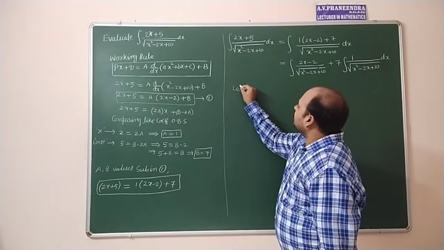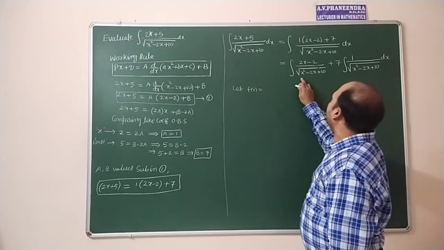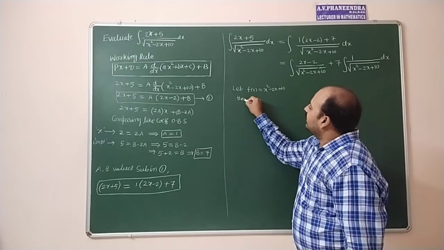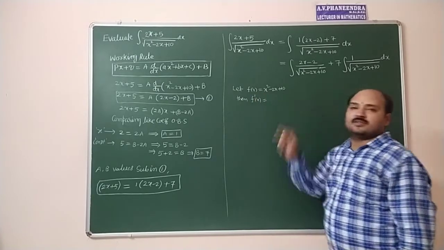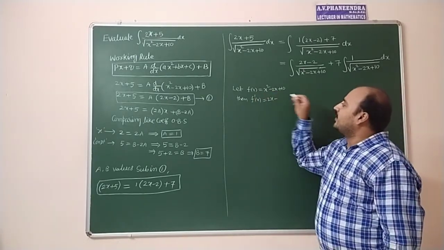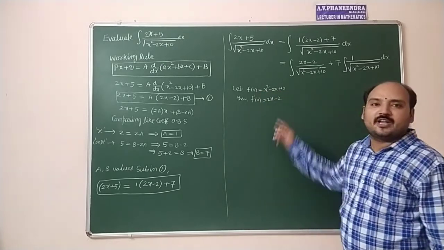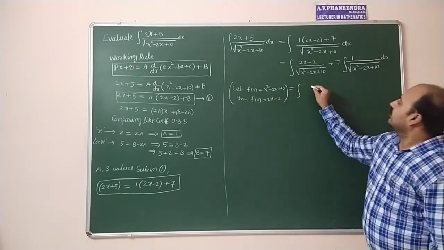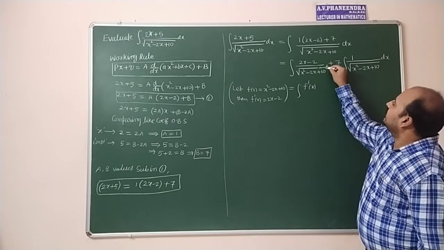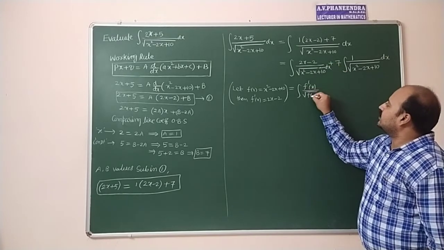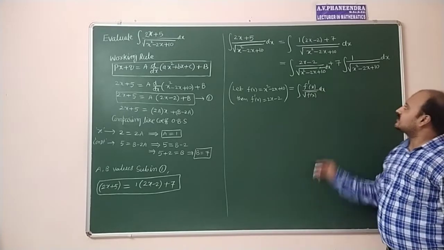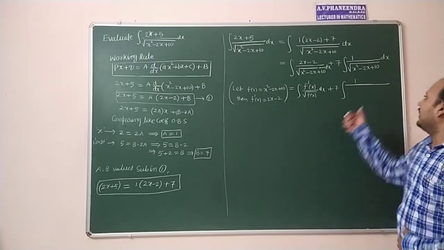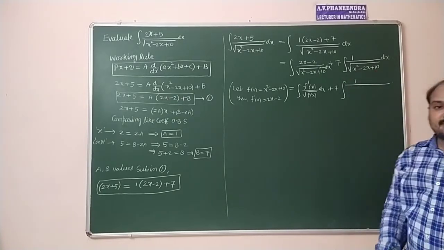Here let f of x be equal to the value under the root, I am assuming x square minus 2x plus 10. Then f dash of x is the derivative of this function: d by dx of x square is 2x, d by dx of minus 2x is minus 2, and the derivative of the constant is 0. Therefore this becomes integral f dash of x divided by under root f of x into dx plus 7 into integral 1 by, here also it is in the form of ax square plus bx plus c.